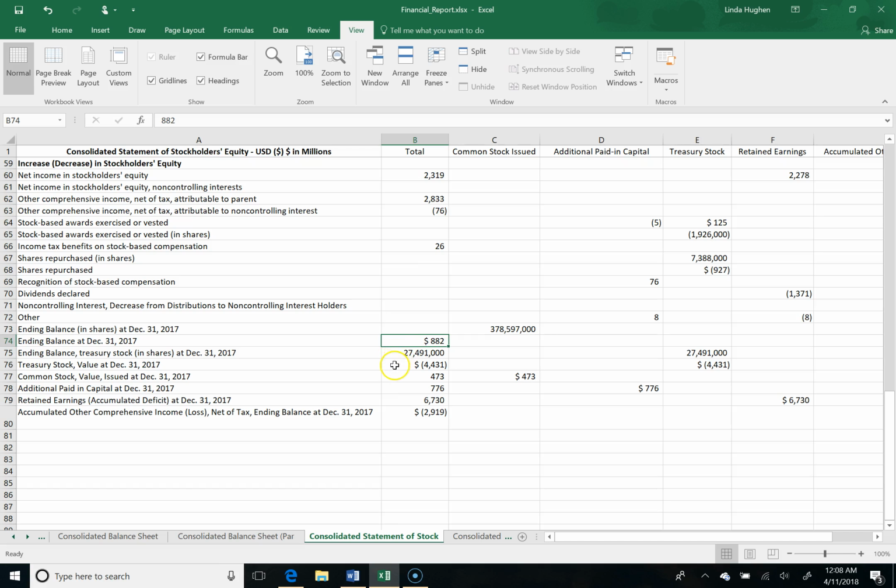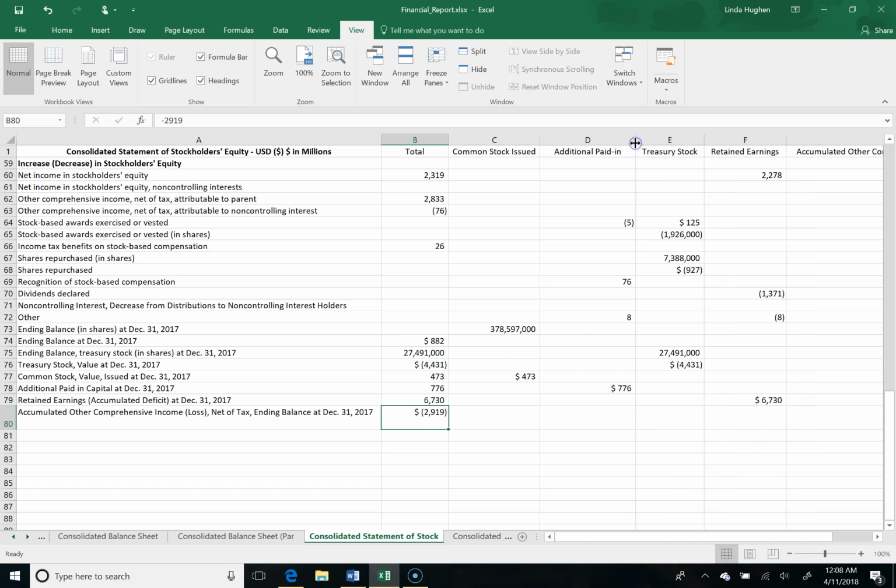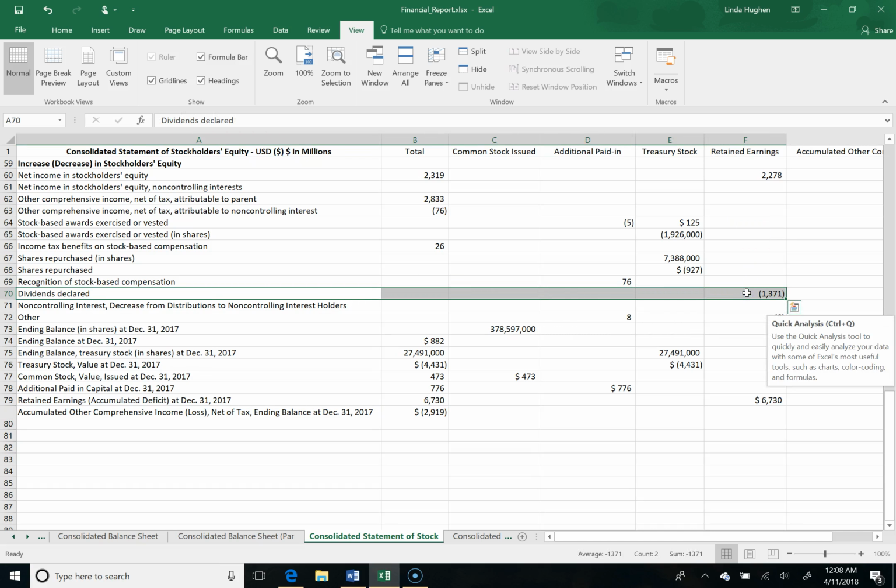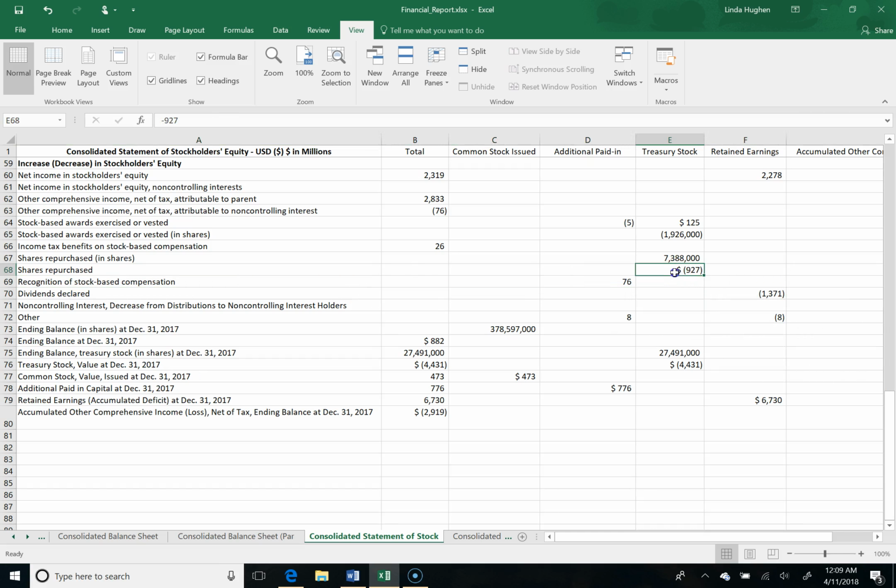I also see my balances on the balance sheet that I can find for treasury stock, common stock, additional paid in capital on that common stock, retained earnings, and accumulated other comprehensive income. I can use this sheet to find my dividends information, dividends decrease retained earnings. So here I find the dividends declared of $13.71. I also can find my stock repurchases, $9.27. Don't be confused by this number here. This simply relates to the number of shares. We're looking at dollar amount of $927 million.